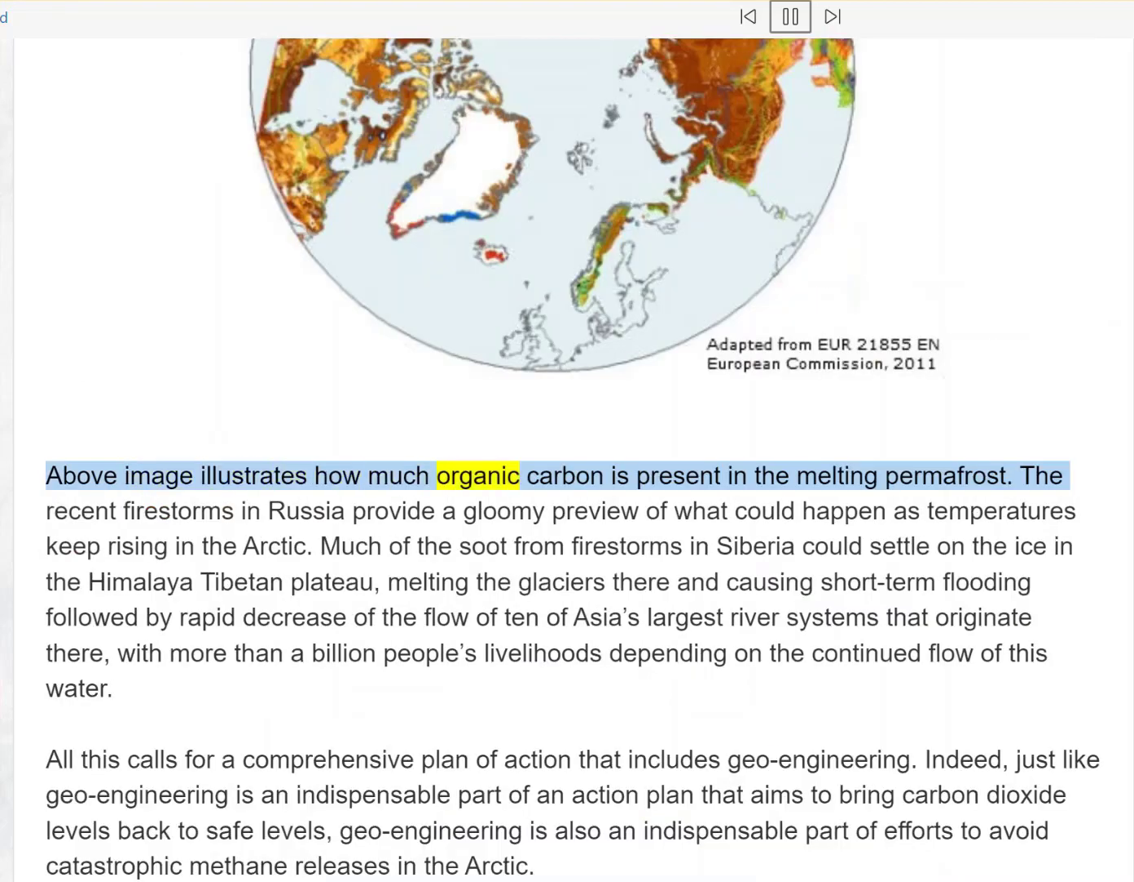The above image illustrates how much organic carbon is present in the melting permafrost. The recent firestorms in Russia provide a gloomy preview of what could happen as temperatures keep rising in the Arctic. Much of the soot from firestorms in Siberia could settle on the ice in the Himalaya-Tibetan Plateau, melting the glaciers there and causing short-term flooding followed by rapid decrease of the flow of 10 of Asia's largest river systems that originate there, with more than 1 billion people's livelihoods depending on the continued flow of this water.